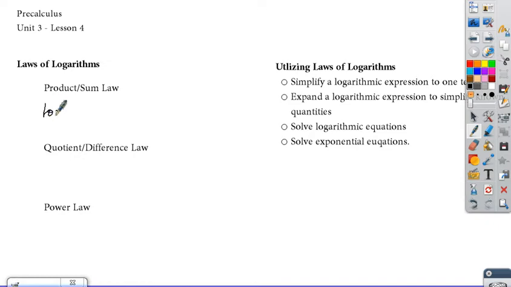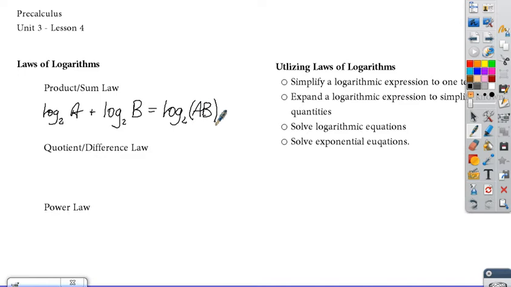So let's just say we have log base 2 of a, and that's being added to log base 2 of b. Then we could combine those log statements to say log base 2 of a times b. That would be the product sum.